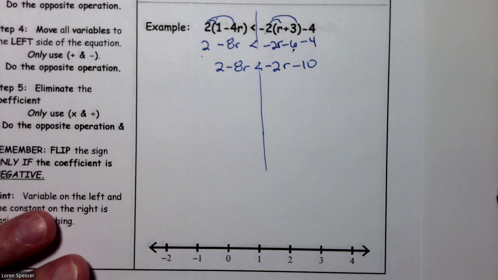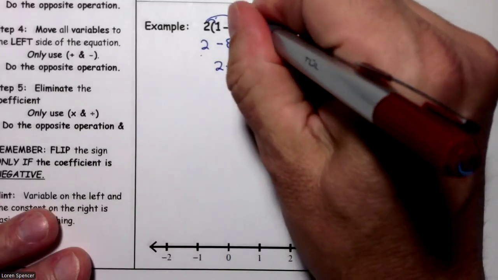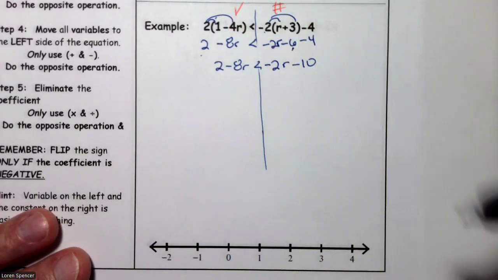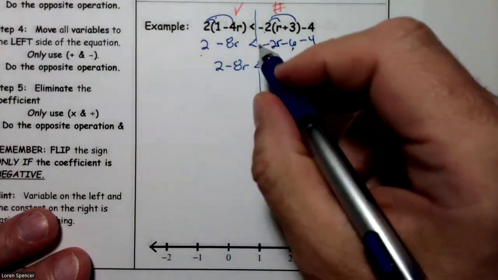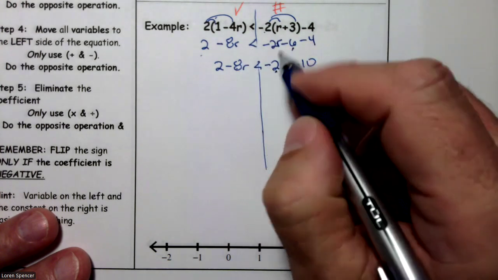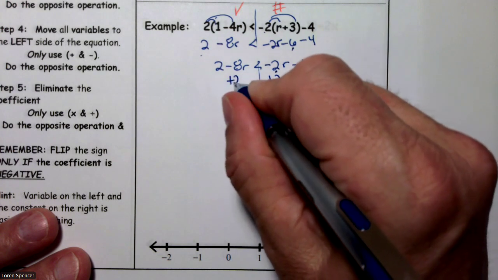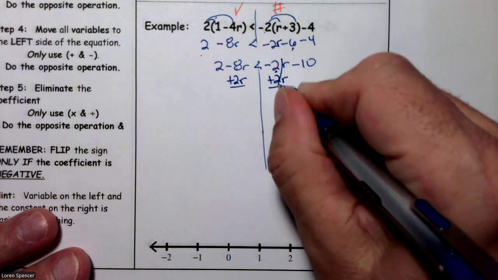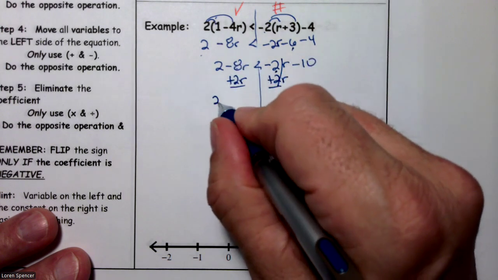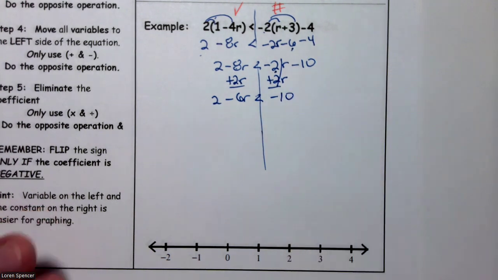The next step is I need to move variables. Now, we always want to have our variables on the left. Makes a big difference on inequalities. So moving the 8r is already there, so I need to move the 2r. Well, it's a negative, so I need to do the opposite operation or inverse, which is a plus 2r. So this is going to be 2 minus 6r is less than negative 10.